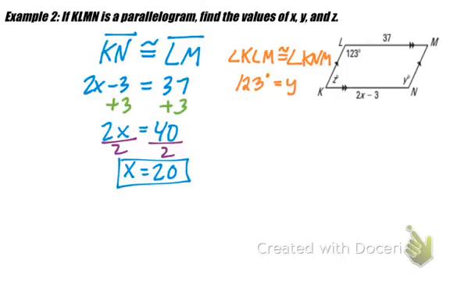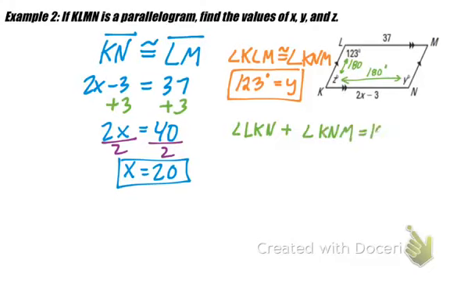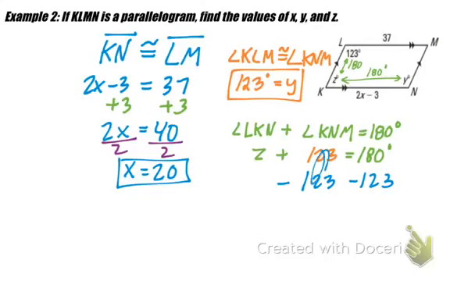Okay. The last property that we just learned was that the consecutive interior angles of a parallelogram are supplementary. So the angles right next to each other. 123 and z would be supplementary, z and y would be supplementary, and then y and whatever this mysterious angle would be supplementary as well. So we know that z and 123 would be 180, as well as z and y. So angle LKN plus angle KNM is 180 degrees. We know that z plus 123 would give you 180. So to find the measurement of angle z, subtract 123 from both sides, z equals 57 degrees.